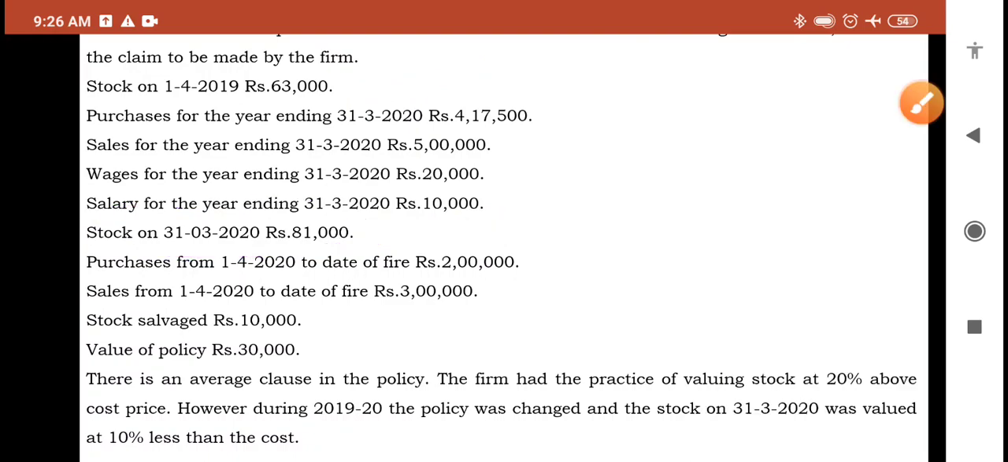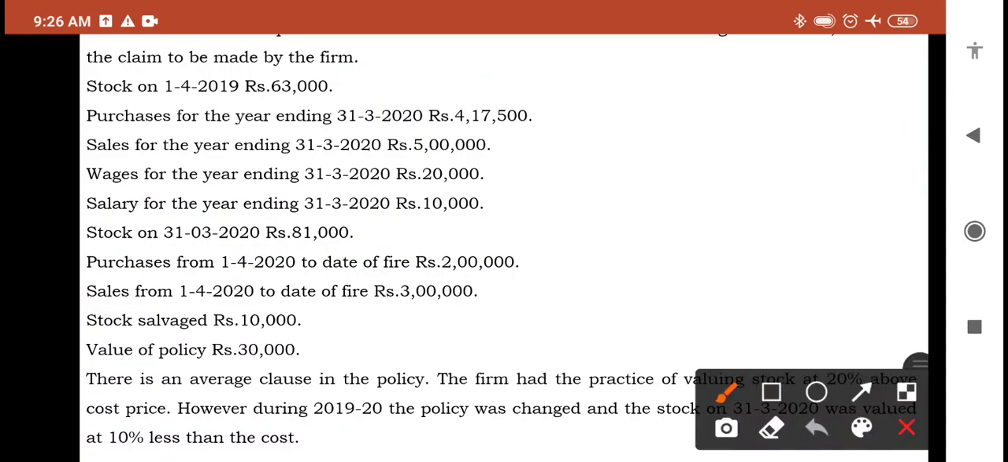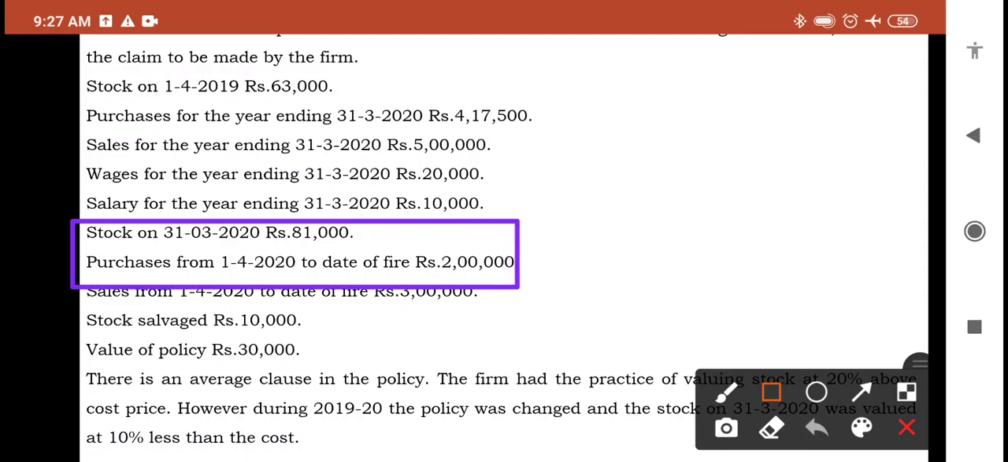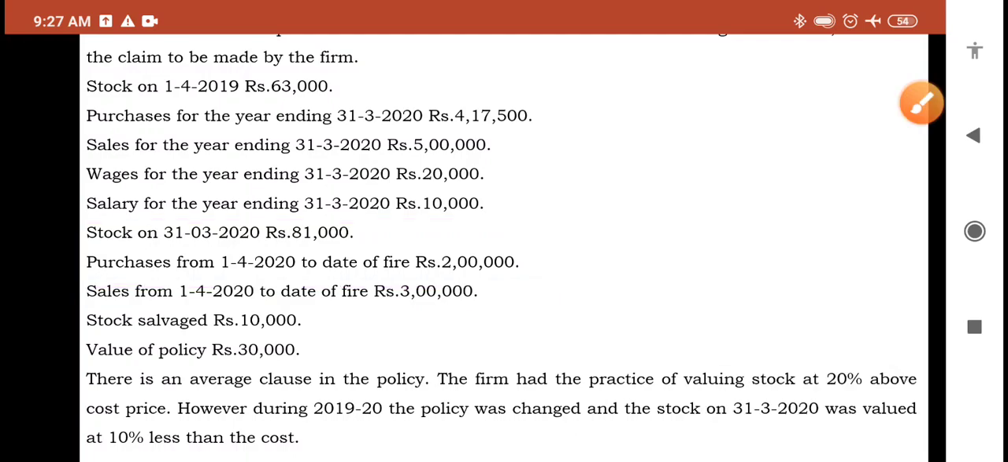And next, purchases. Purchases from 1/4/2020 to the date of fire. From 1/4/2020 to date of fire means it is related to the present year, so you should record these purchases in the trading account. Okay, and next one is sales.